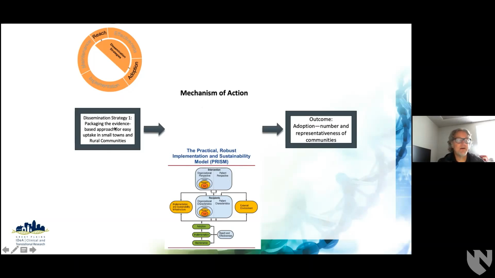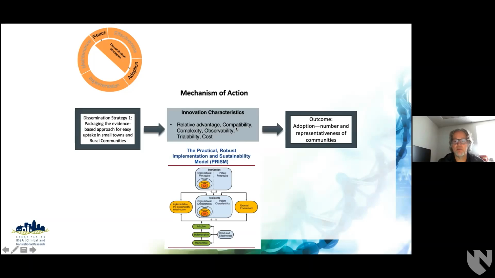So in this particular study, one of them was to package the evidence-based approach for easy uptake in small towns and rural communities. This is our childhood obesity intervention, and the outcome here is adoption. So how the number and representativeness of communities that pick up and implement that and begin implementation of the childhood obesity treatment intervention. And with this one, you can look down in PRISM, we have intervention characteristics that we can think of from both the patient perspective and the organizational perspective of relative advantage, which means, is it better than what we already have?